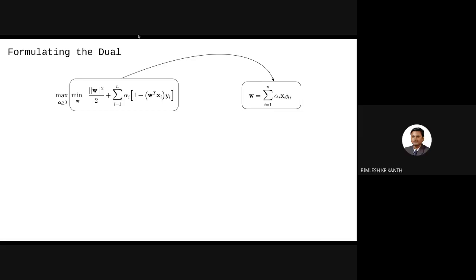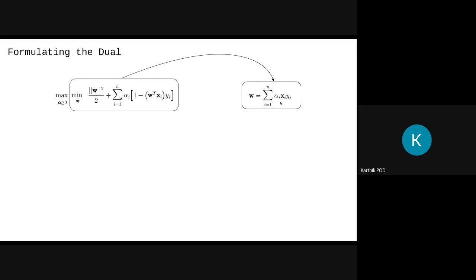Arrow means we took a derivative and equated it to 0. Okay, that's good, right? So you have an unconstrained problem inside, just a minimization over w. So you can take the derivative, set it to 0, do all the algebra, and you will get w as sigma alpha_i x_i y_i.